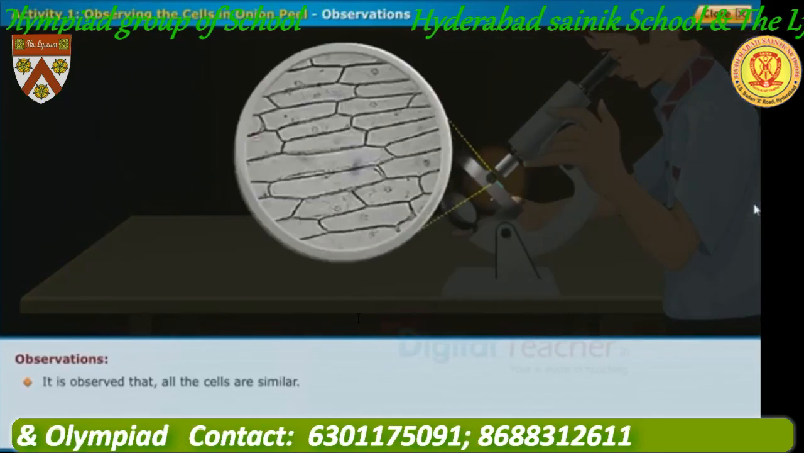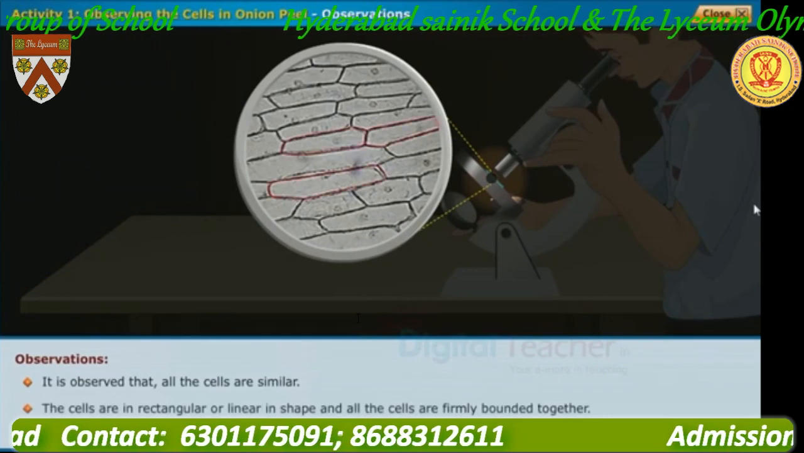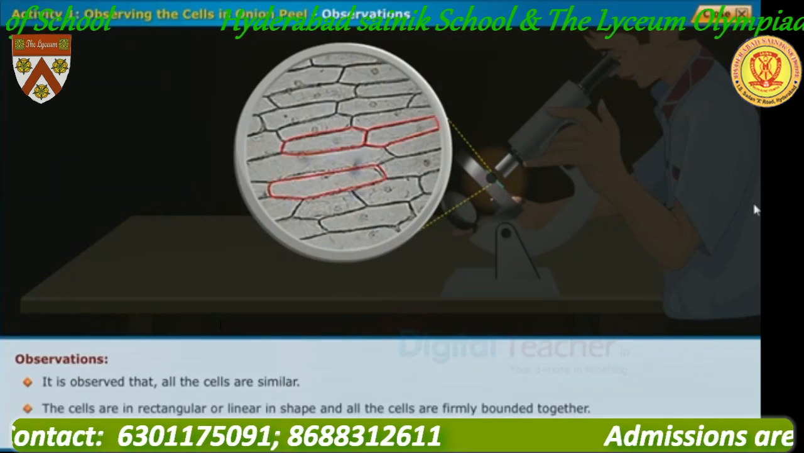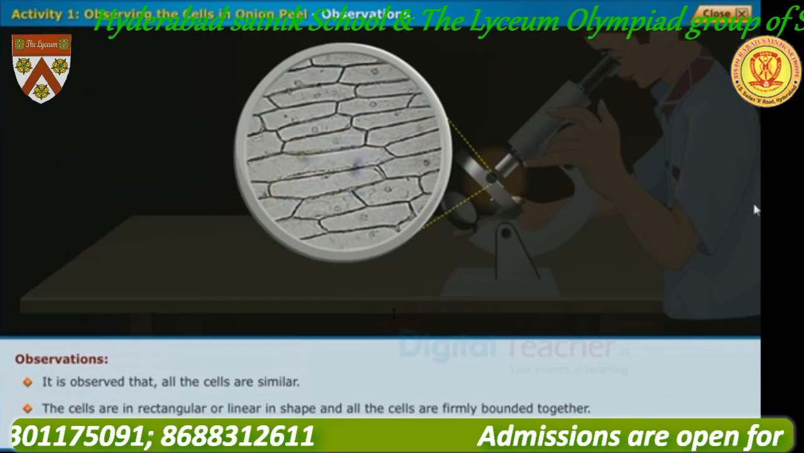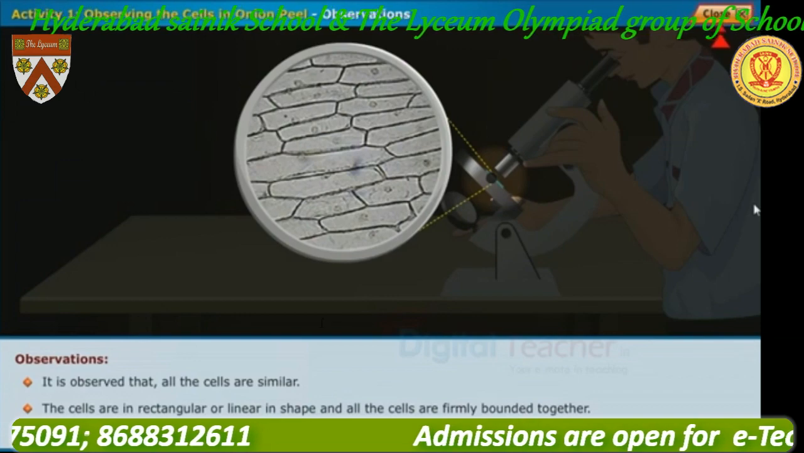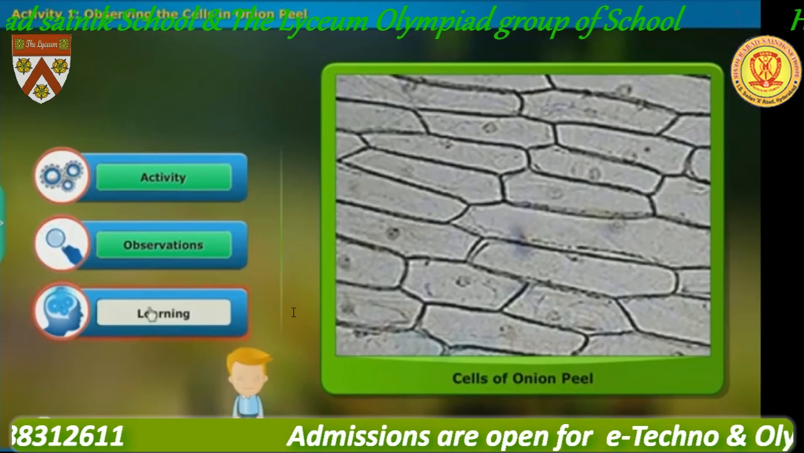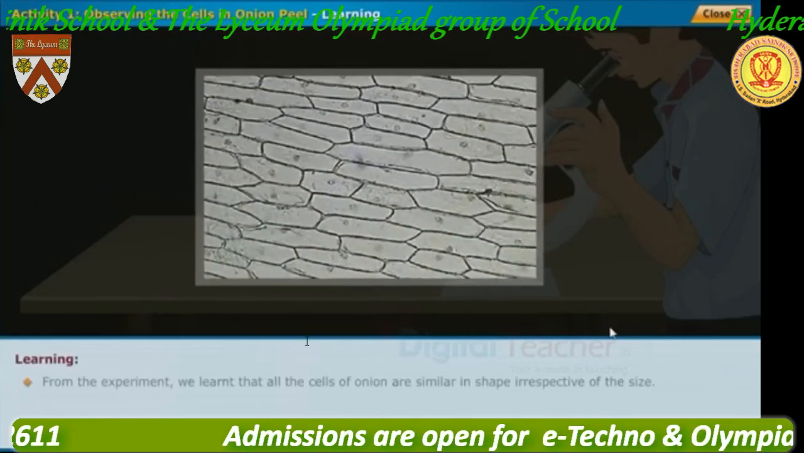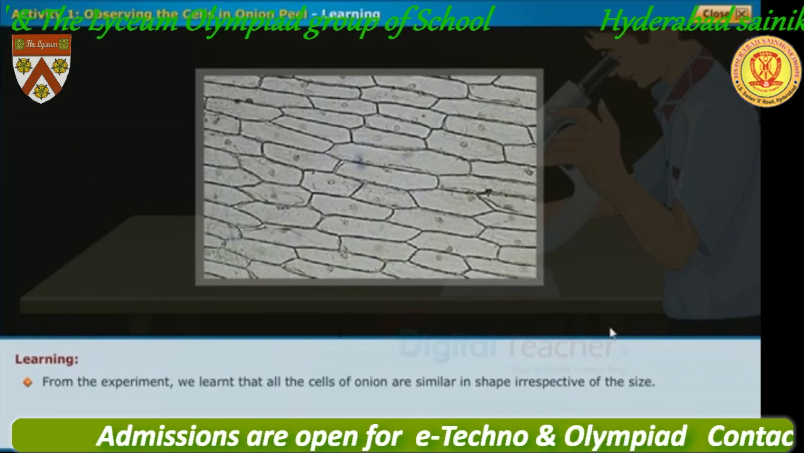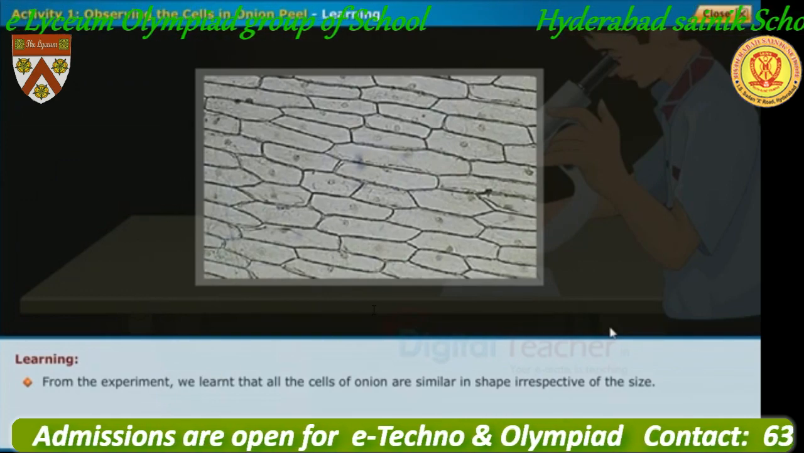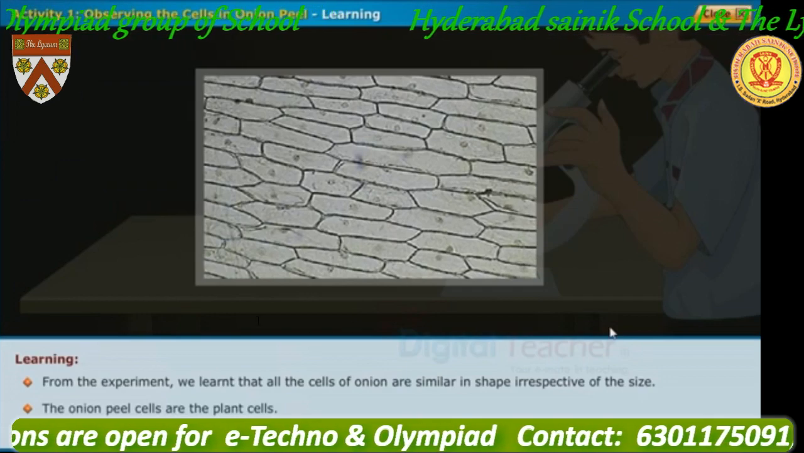It is observed that all the cells are similar. The cells are rectangular or linear in shape and all the cells are firmly bonded together. From the experiment, we learned that all the cells of onion are similar in shape irrespective of the size. The onion peel cells are plant cells.